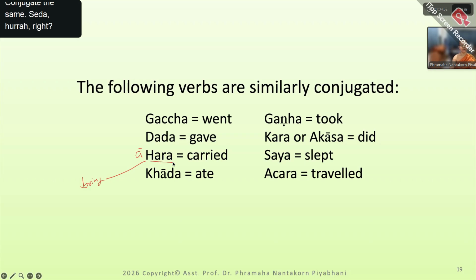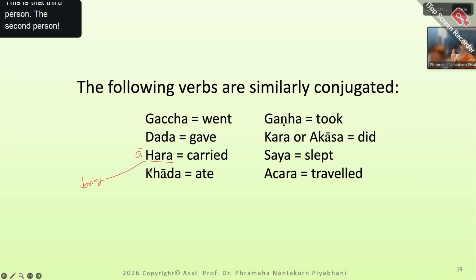See the hara, right? Hara. Third person hari. Ahari, right? Ahari. Aharum, right? Ahari. Aharimsu. See? Aharimsu. I mean, okay, not this prefix, but put the past tense a before any verbs. Sorry, before any roots. Ahari, aharum, aharimsu. This is the third person.